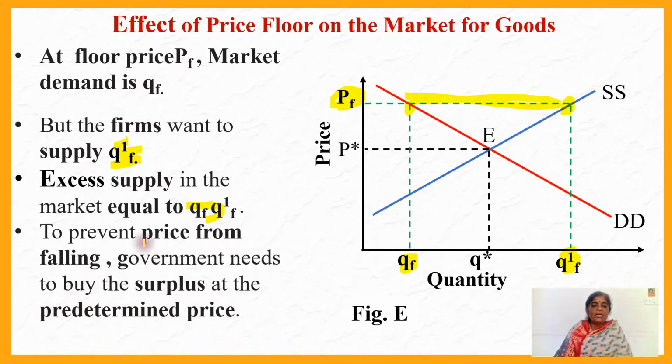And to prevent the price from falling, what will happen? The government needs to buy the surplus at the predetermined price. At this PF price only, the government will take care of this surplus by buying this amount themselves, thereby preventing the price from falling below PF, because the government only determines this PF price. Therefore, whatever excess supply comes, the government will purchase and keep it with them. Thereby, the price falling from PF back to P star is prevented.